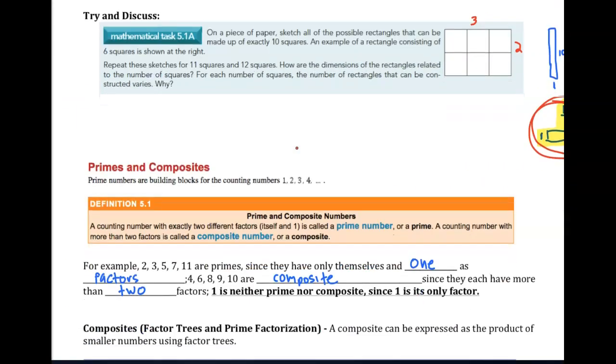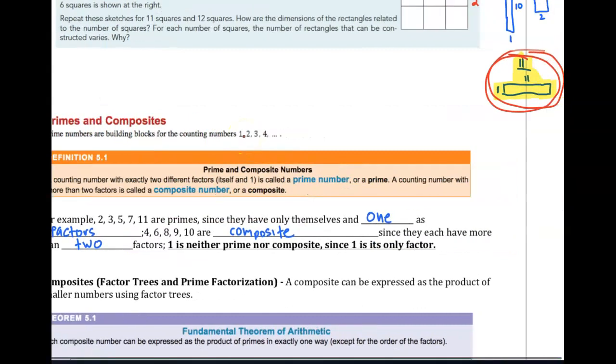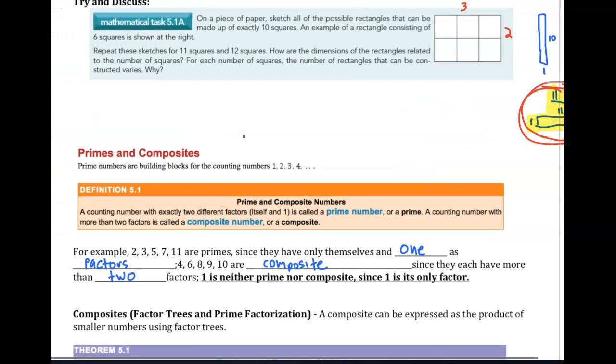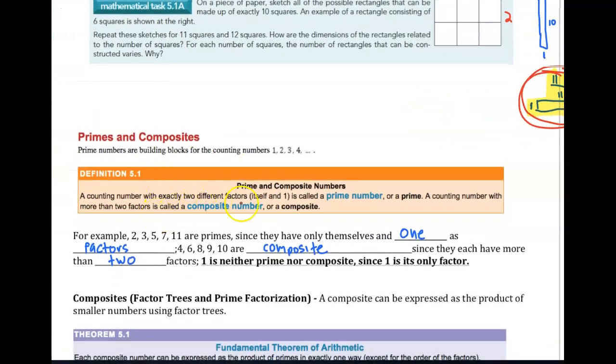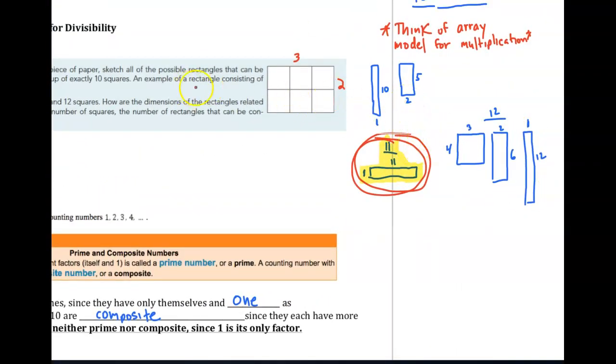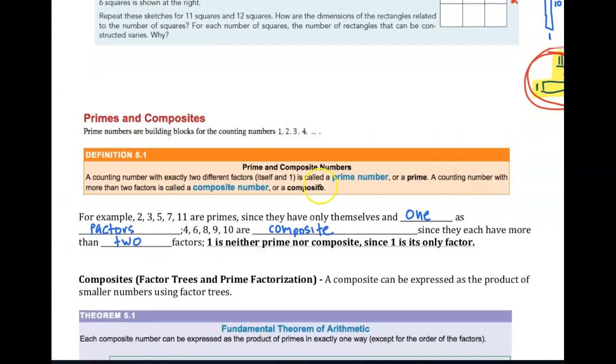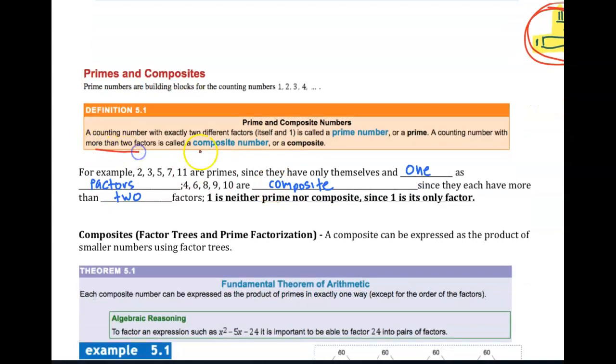And so that leads us to the conversation of what's a prime number. The definition we have here: a counting number with exactly 2 different factors, itself and 1, is a prime number. That's what happens in these examples of trying to make rectangles with those numbers of squares, that you only have one option. And then these are what we're going to call composite numbers. A counting number with more than 2 factors is a composite number, or composite.